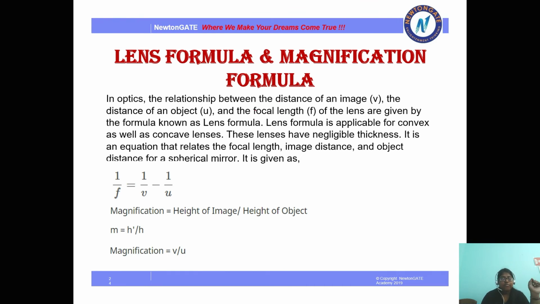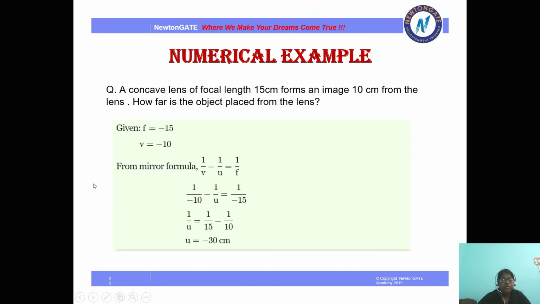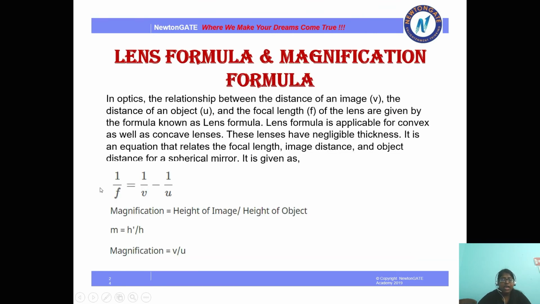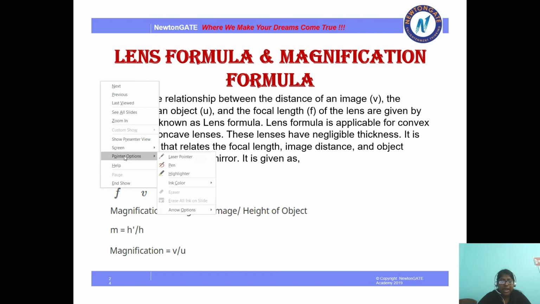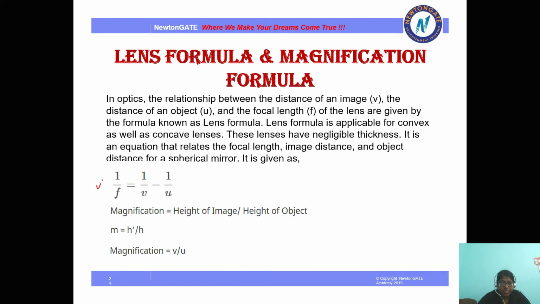So 1 by f, that is 1 divided by focal length, is equal to 1 by v minus 1 by u, where v is my image distance and u is my object distance. This is known as the lens formula. Unlike my mirror formula, where we had a plus sign, here we have a minus sign. 1 by f is equal to 1 by v minus 1 by u. Also, you have to remember it is without the sign convention.